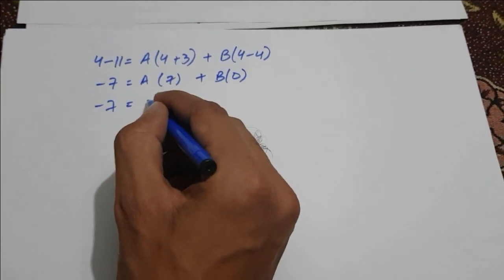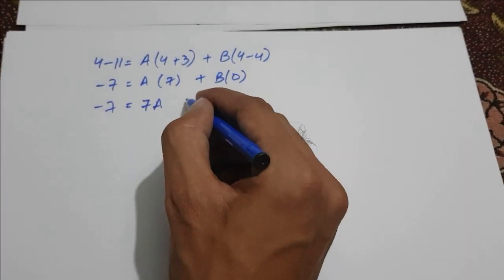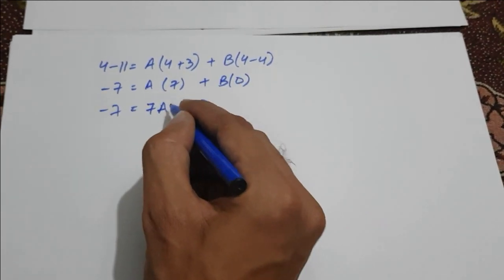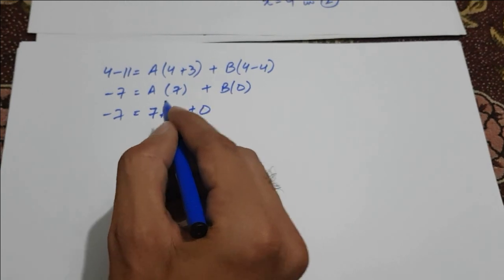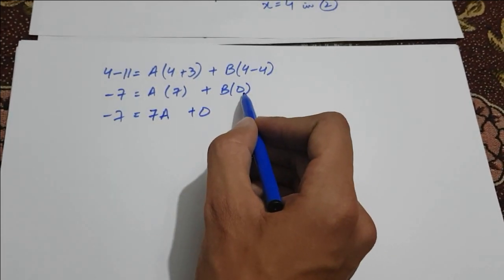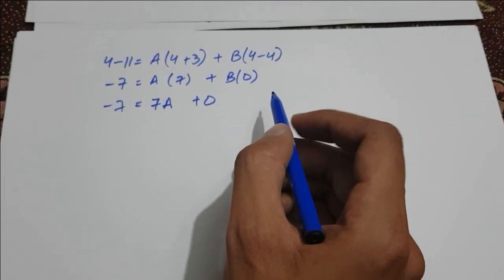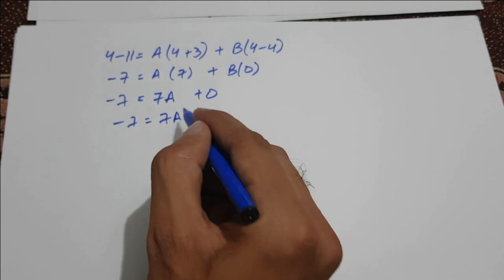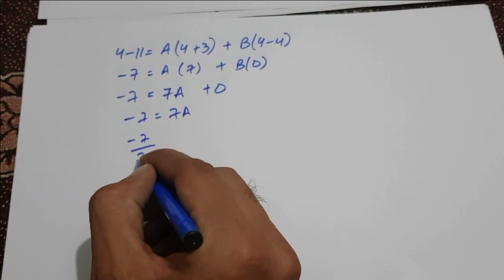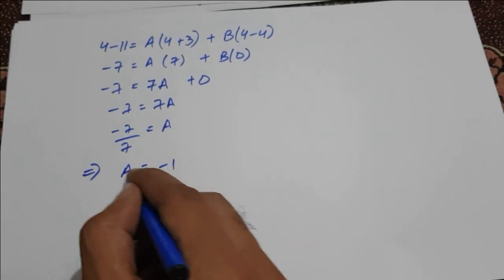You get minus 7 equals 7A plus 0. So here's the key point. If you're going to find the value of A, B will eventually become 0, and vice versa. If you're going to find the value of B, A will become 0. So now we have minus 7 equals 7A, minus 7 over 7 equals A, or we can say that the value of A is minus 1.